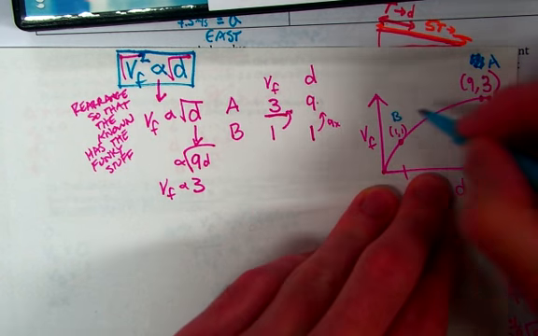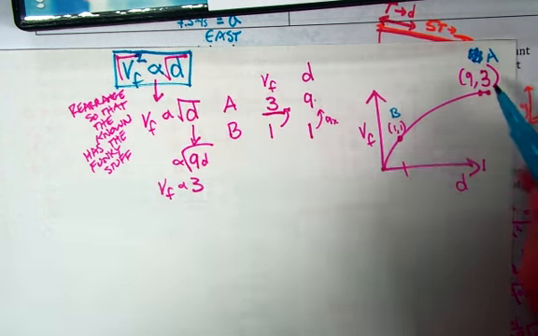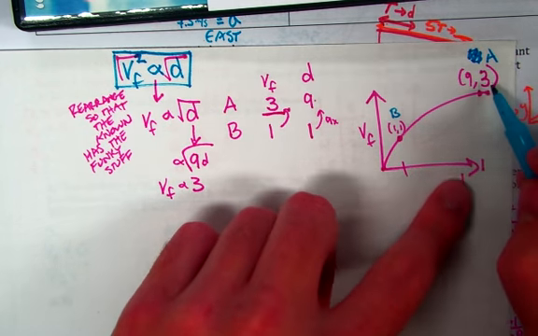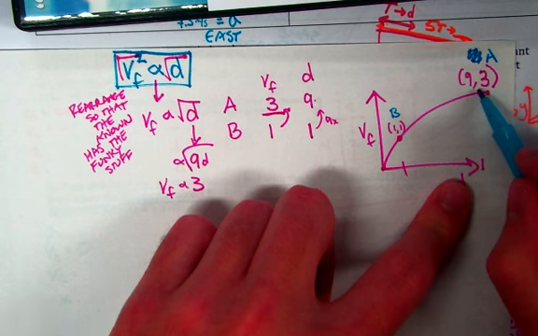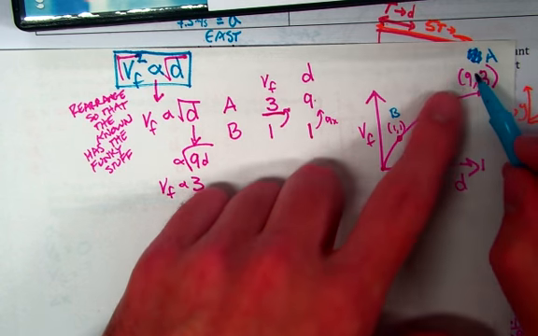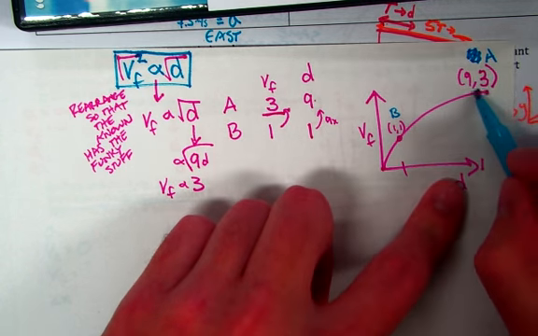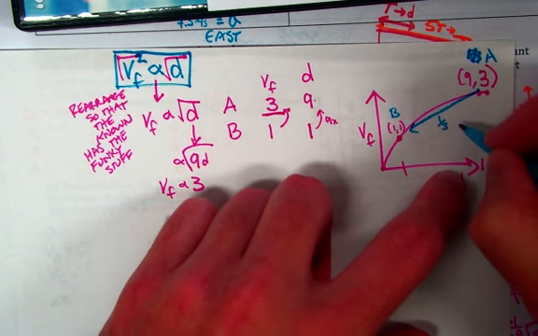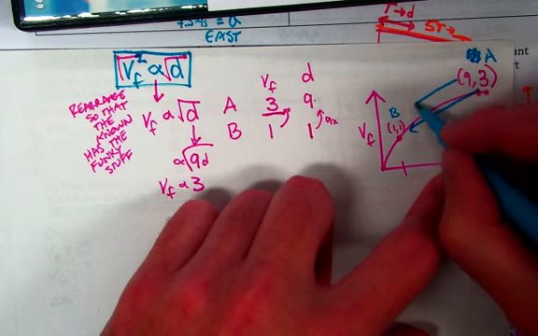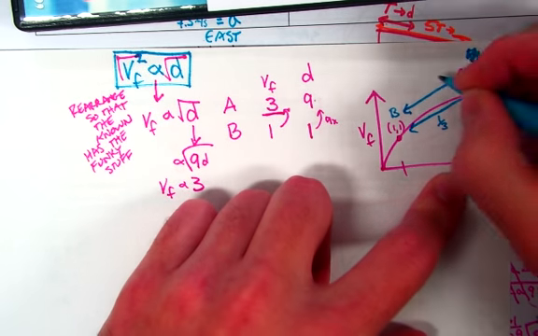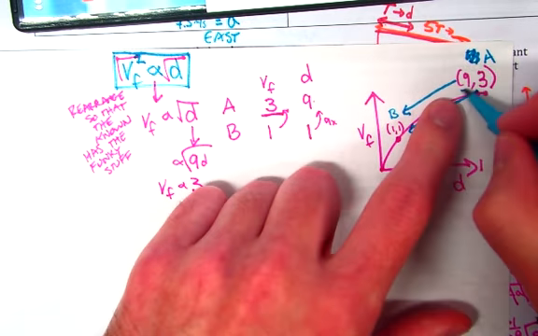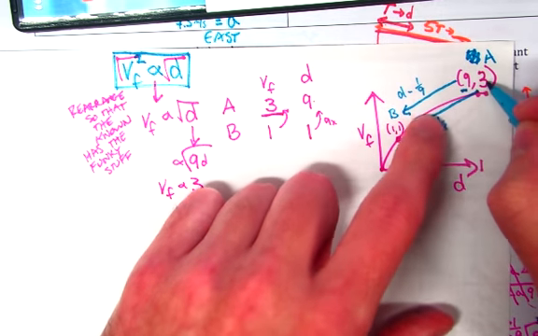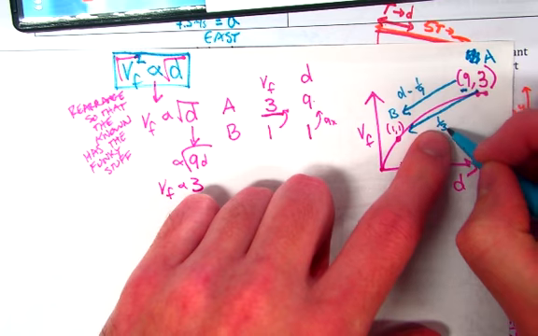Now the question wants to ask us, how does B relate to A? So if the distance is 3 times bigger, then the final velocity will be 9 times bigger. Oh, I misspoke. Oh, these are the D's. Okay. If the distance is 1/9 of what it used to be, then the final velocity will be 1/3 of what it used to be.